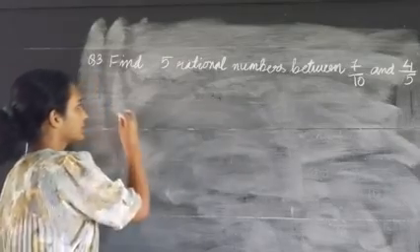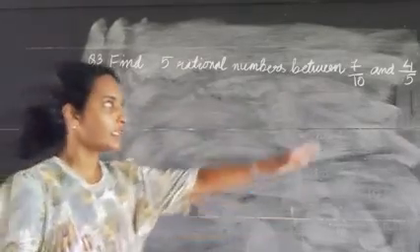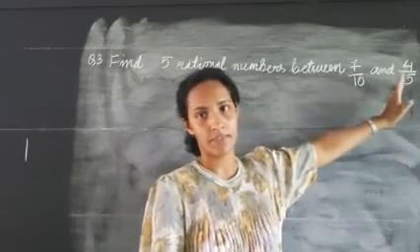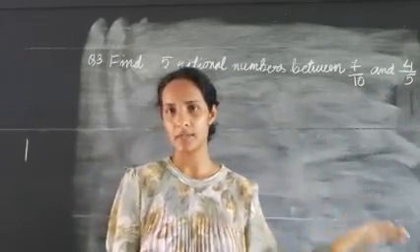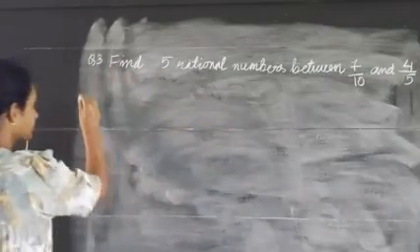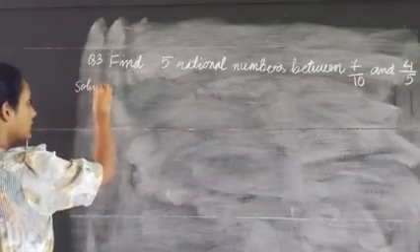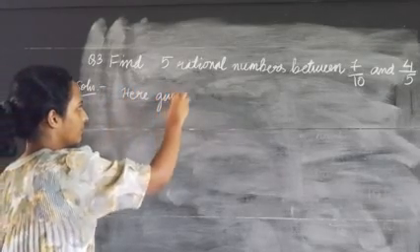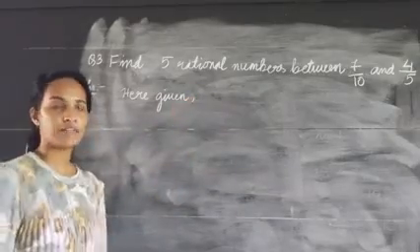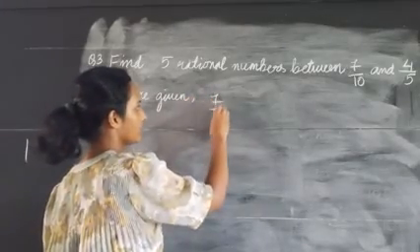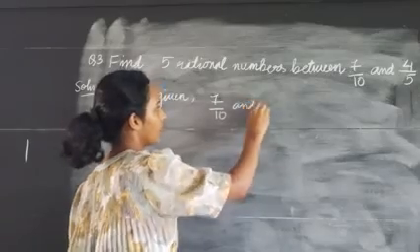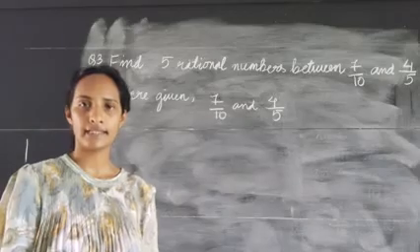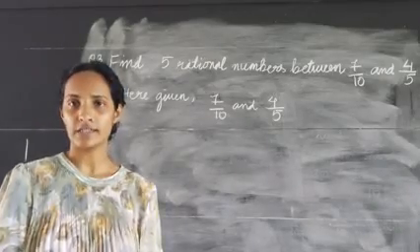Alright? So now let's look. Same steps. Do not look at the number and be confused. Every question will use the same steps. So step 1. What do we do? What are the numbers that are given? 7 by 10 and 4 by 5, right? Look at the denominators. Are they the same? No. The denominators are not the same.